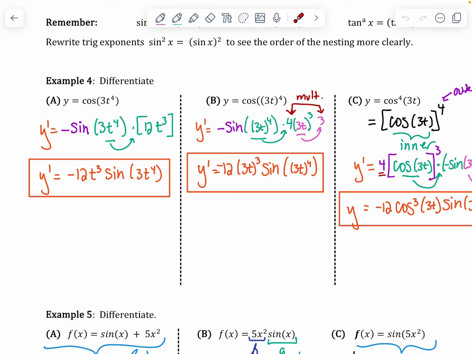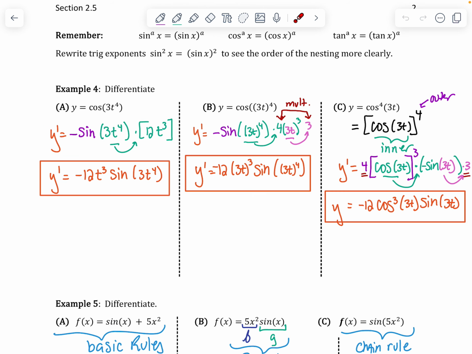But now I can take the derivative of the 3t to get a 3. So again, I have a 4 and a 3 that can be multiplied with the negative sign to give me the negative 12. But I've got 3t cubed versus just t cubed. And then I've got the sine of the original interior. So these may look somewhat similar with a slight difference based on how the question was asked. But here's where the bigger difference shows up.